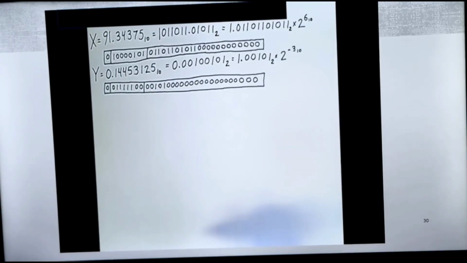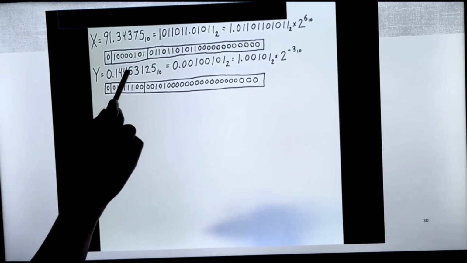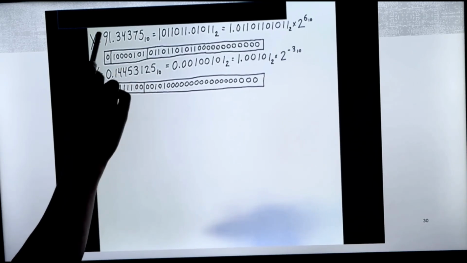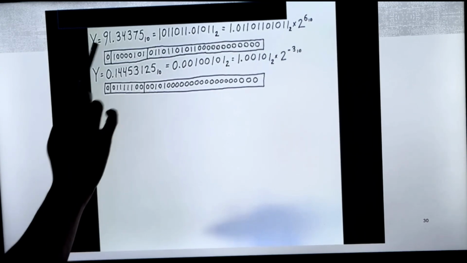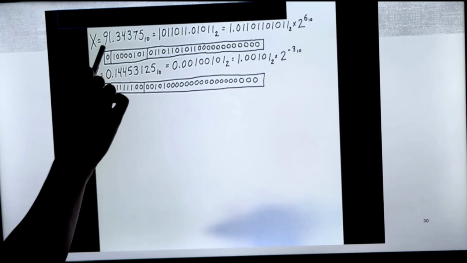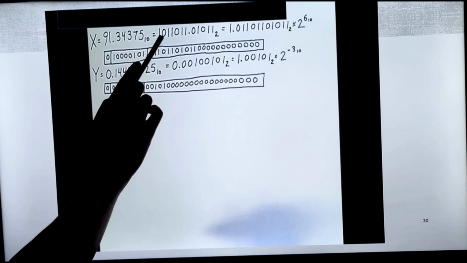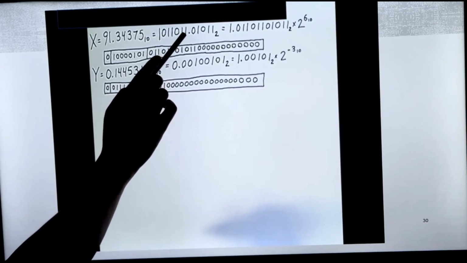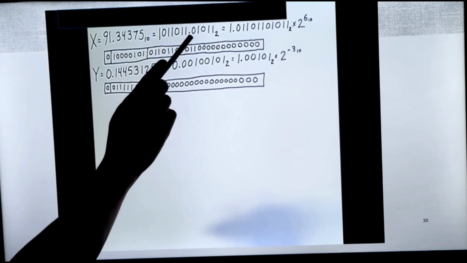So what is the example I am taking? Say I want to divide 91.34375, this is in decimal, by 0.1445312. This is my dividend and this is my divisor. If this is the question you got, the first thing you have to do is convert it to binary. 91.34375, if you convert it to binary, you will get something like this, 1011011.01011. Once you get this one, you have to make it 1 dot something. If you want to make it 1 dot something, it will be what?